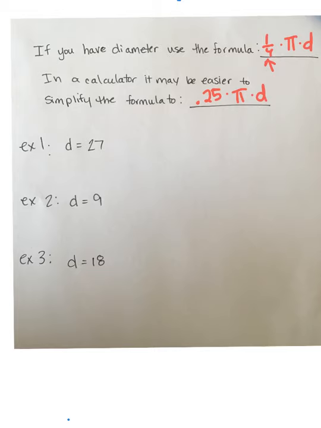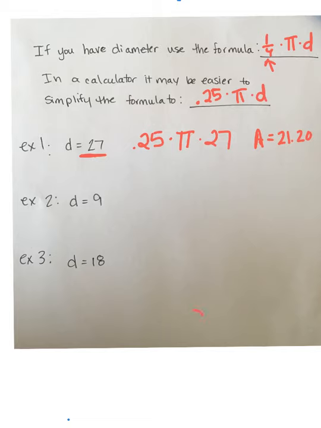So this time on example 1, our diameter is 27. It's always going to start with that 0.25 times pi times whatever number I give you for diameter. In this case, it's 27. So I type into my calculator 0.25 times pi times 27, and that gives me an area of 21.20.